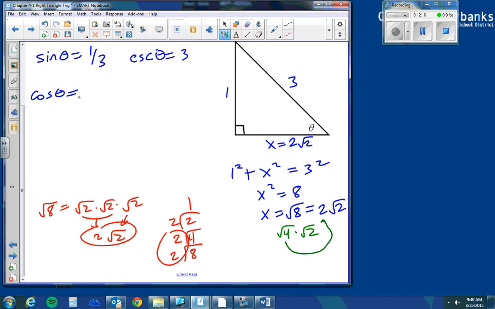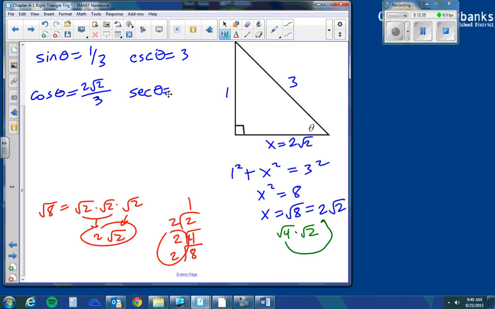So cosine is adjacent over hypotenuse. So that's the 2 radical 2 over 3. Yes? Write that down for that one. So what do you want to do next? Go and do secant or go on to tangent? Okay, let's do secant.